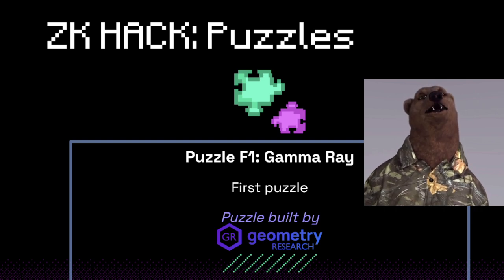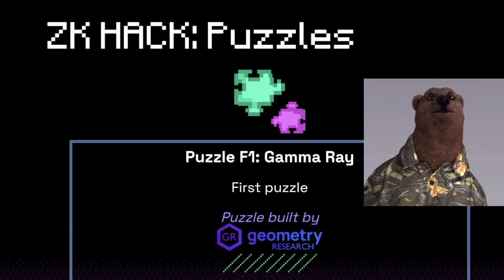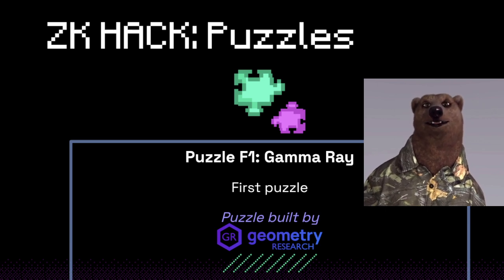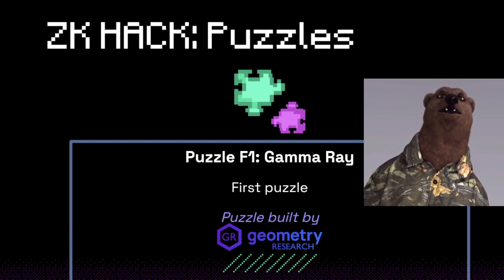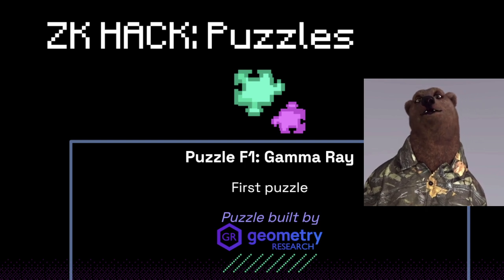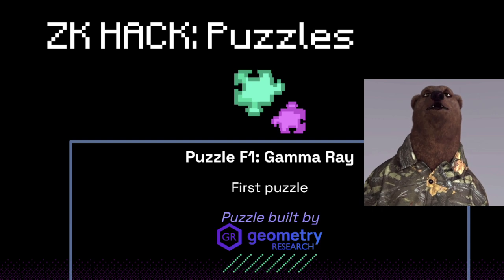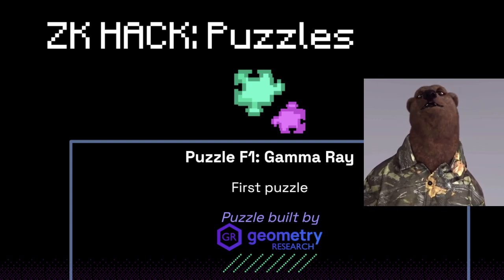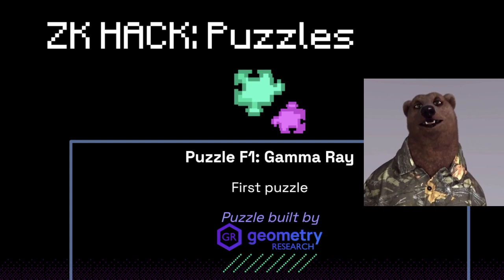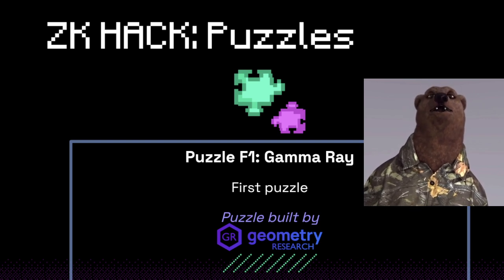And that's what happened in the puzzle called Gamma Ray, which is a puzzle that was written by Andrea and I from Geometry Research, where we have a person that's designed a system that is inspired by two different other systems. One of them is Zcash, where you have private transactions and you have a commitment tree, you have accounts, you have public keys, you have nullifiers. And the other system is Mina, where you have the lightest blockchain and you use recursion and blockchain compression.